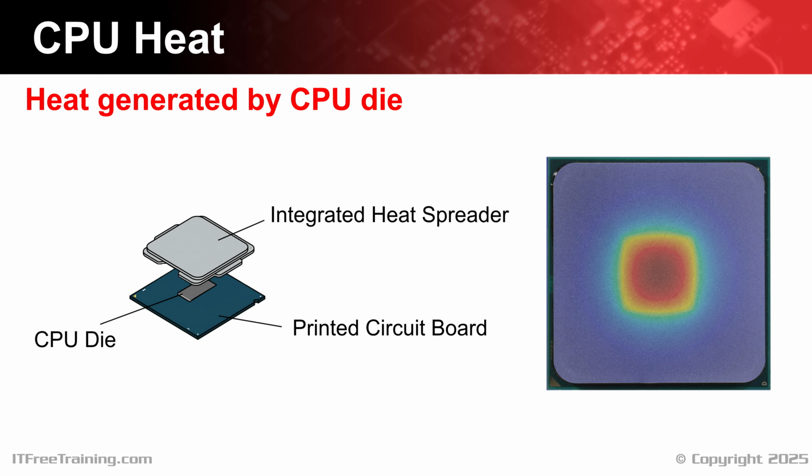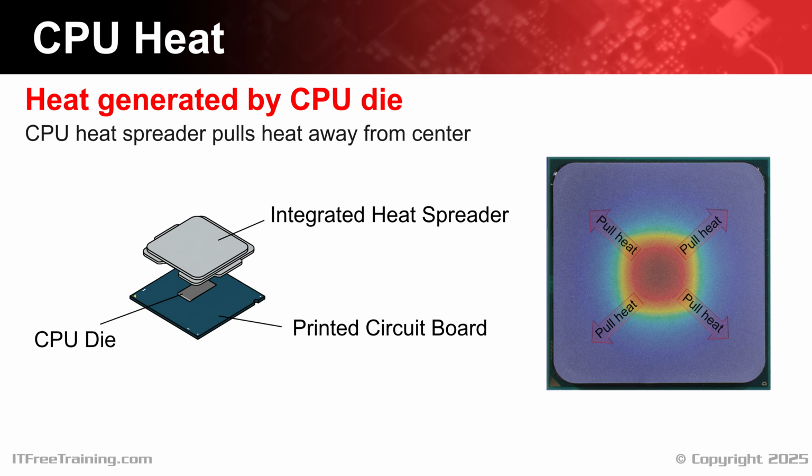Some CPUs may have multiple dies, but even in those cases, all of them are in the center of the CPU. On top of the CPU die is a heat spreader. The job of the heat spreader is to pull the heat away from the center of the CPU.